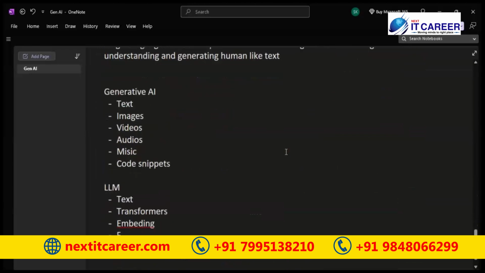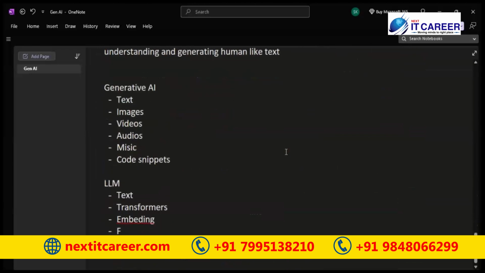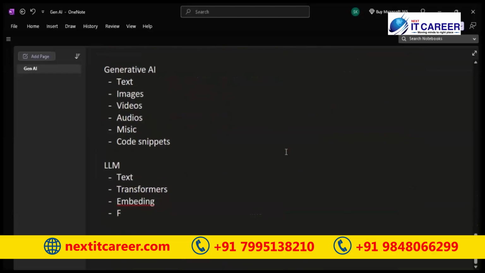Majorly, most of the confusing terms are generative AI and LLMs. Generative AI is more of a generic term, so it can handle text, images, videos, audios, music, code snippets, and so on. LLMs are specifically for text only. That is the understanding of these things. I hope you have a clear understanding of them.